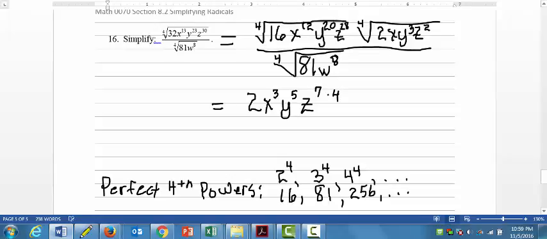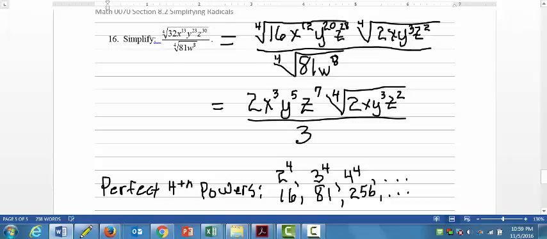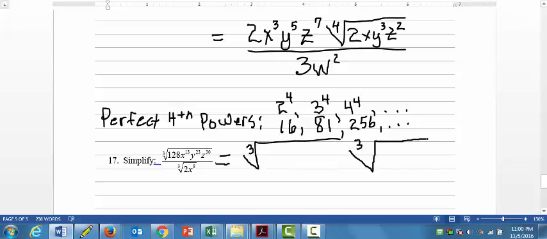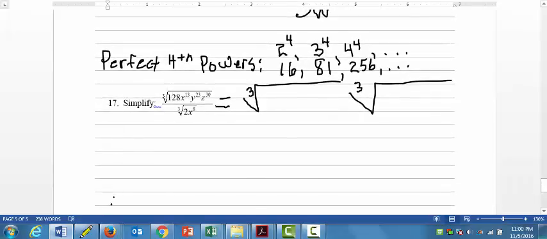Fourth root of 16 is 2. Fourth root of x to the 12th is x cubed. I get that by dividing 12 by the index 4. Fourth root of y to the 20th is y to the 5th. Fourth root of z to the 28th is z to the 7th. I recopy the fourth root of 2xy cubed z squared. And then I apply the fourth root of 81 w to the 8th. I take the fourth root of 81 w to the 8th to get 3w squared.